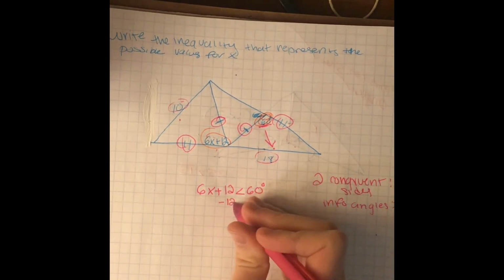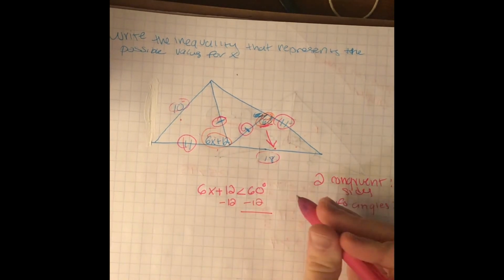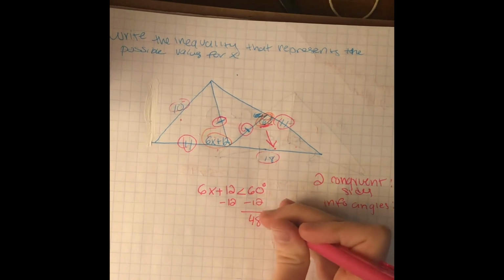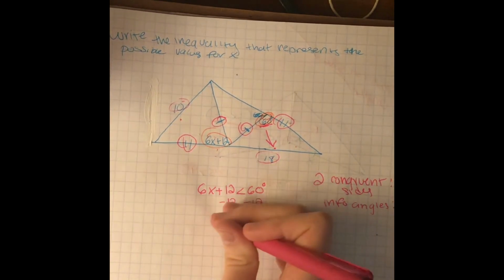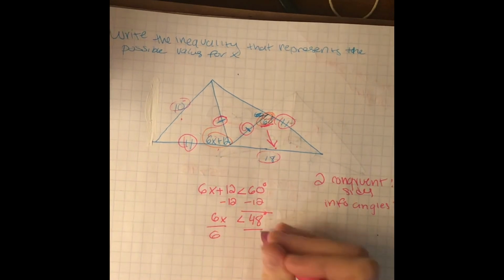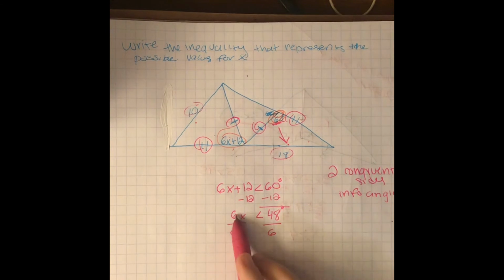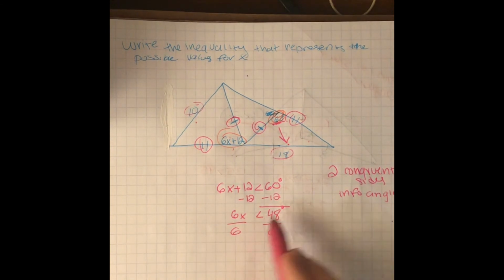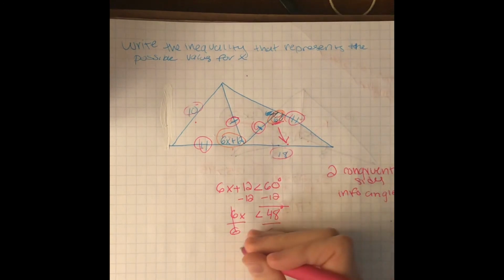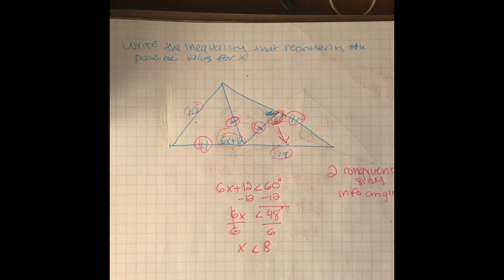So now we're going to solve it like we would any other x problem and try to isolate x. So we're going to subtract 12 from each side, which leaves us with 48 here and 6x here. Divide both of these by 6. Okay, so we have 6x is less than 48, and we're dividing both of these by 6. So x is less than 8.